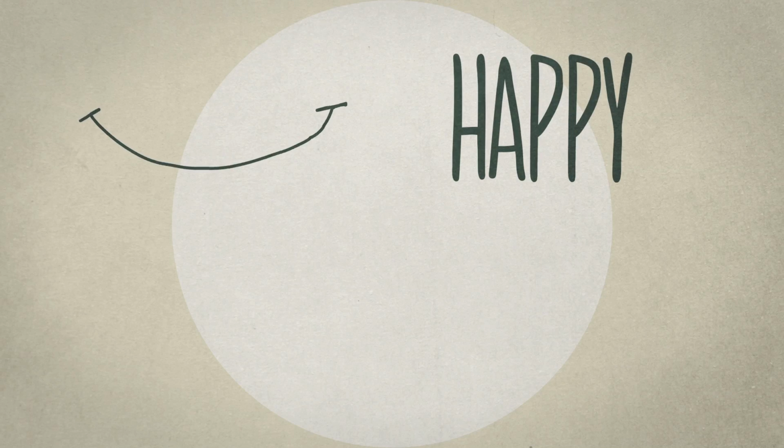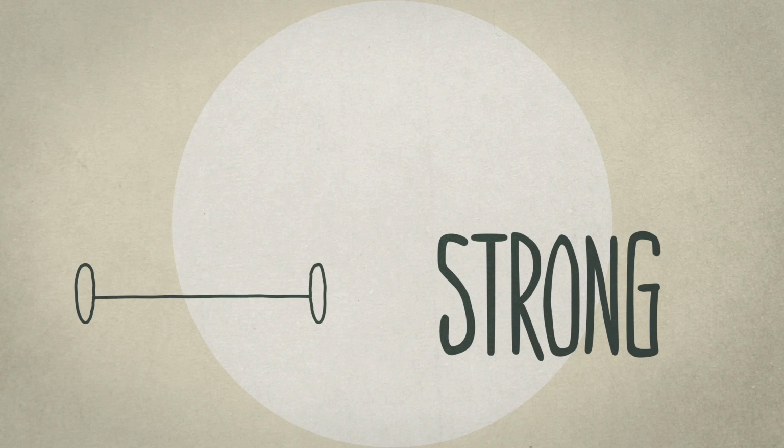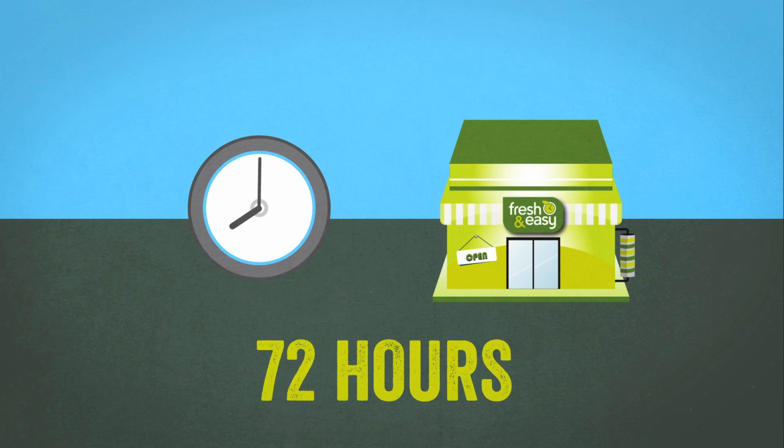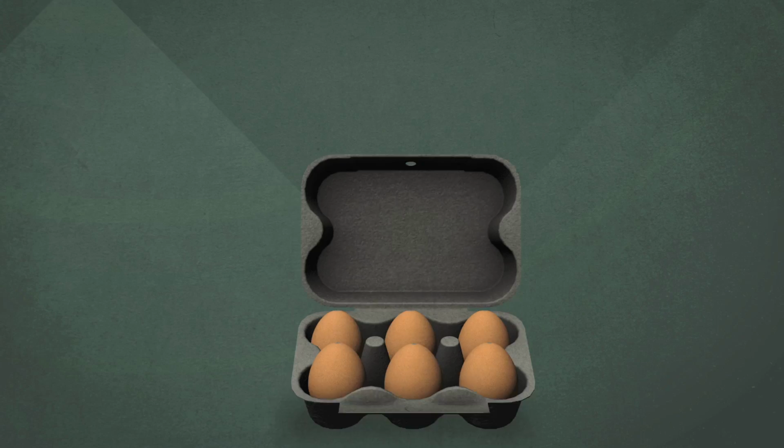It boils down to a mix of happy hens, strong, thicker eggshells, and the ability to deliver from hen to store in just 72 hours. That's right, our eggs are laid, packaged, and on shelf within 72 hours.